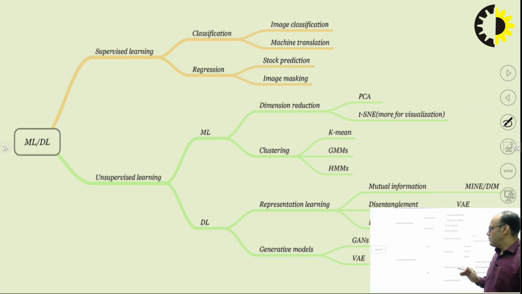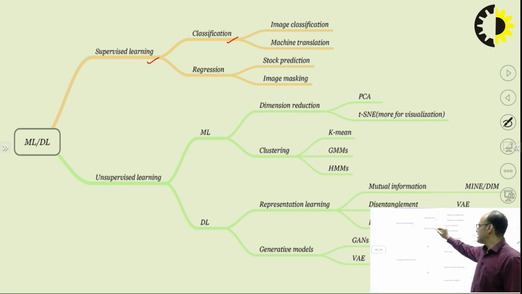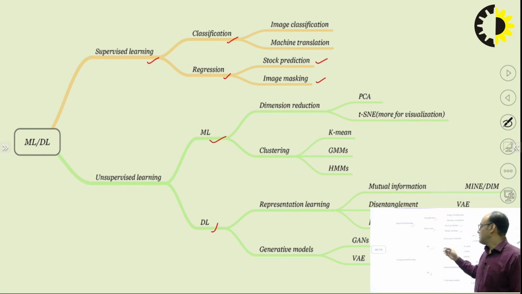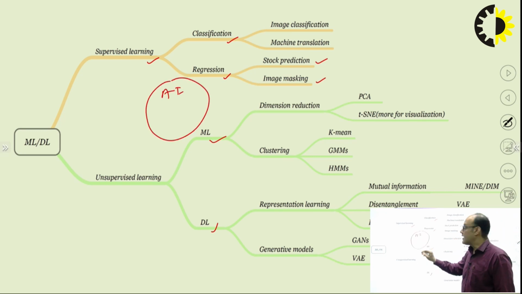So from this chart you can see the different techniques that we will use under these learnings. Under supervised learning, we will do classification and regression. Classification means we are going to classify images, and we use it in machine translation. Regression means on continuous data. Regression is used for stock prediction, and it is used for image masking, right? Unsupervised learning, machine learning and deep learning is divided into 2 parts. As I have seen before, I know that AI is the main superset. Under AI comes ML, machine learning, and under this comes deep learning.